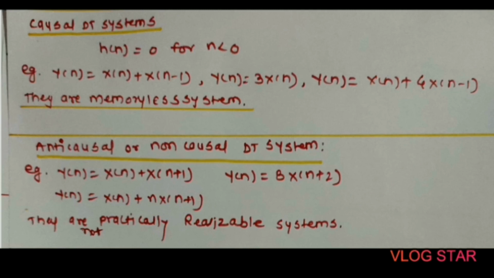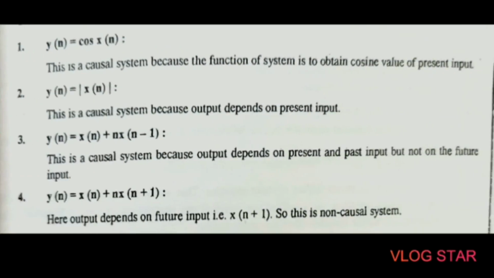Okay, so I think the causality condition is clear to you. Next, we are going to solve some problems based on it. The first problem is y of n is equal to cos of x of n. This is a causal system because the function of the system is to obtain the cosine value of the present input, that is, y of n depends on the present value of x of n, that is cos of x of n.